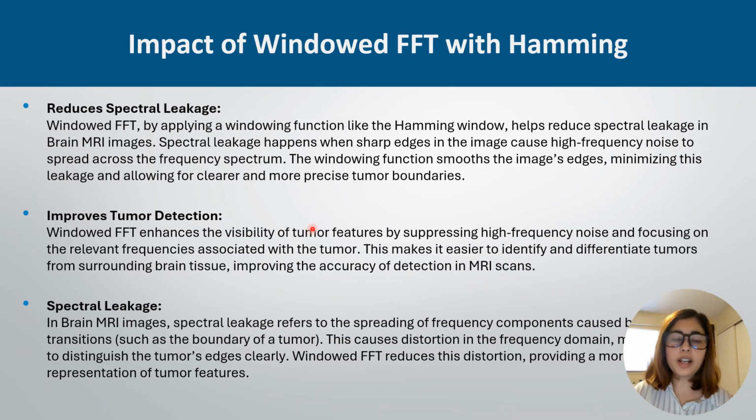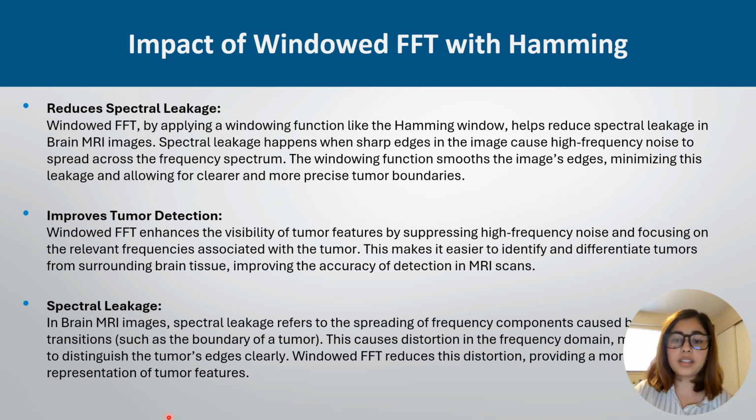Okay, after visualizing the result, let's discuss the impact of Windowed FFT with Hamming in brain tumor detection. Windowed FFT reduces the spectral leakage. In brain MRI images, spectral leakage refers to the spreading of frequency components caused by transitions such as the boundary of the image. This causes distortion in the frequency domain and makes it harder to distinguish the tumor's edges clearly.